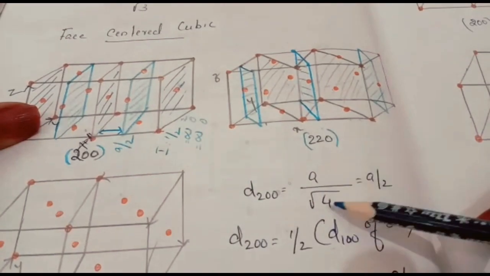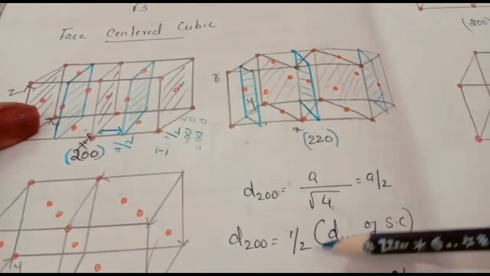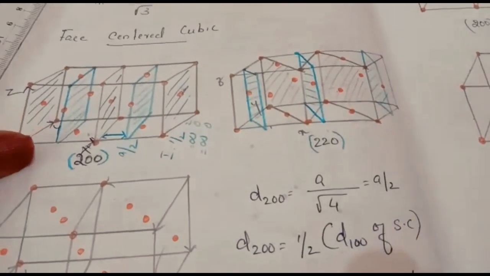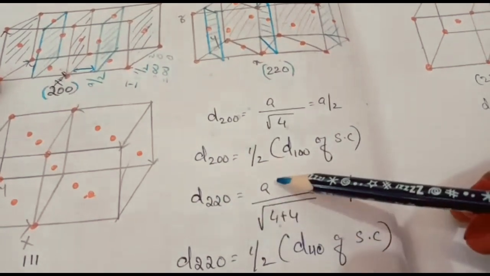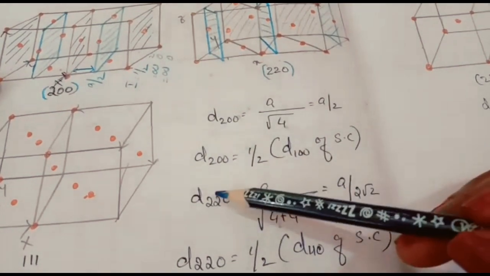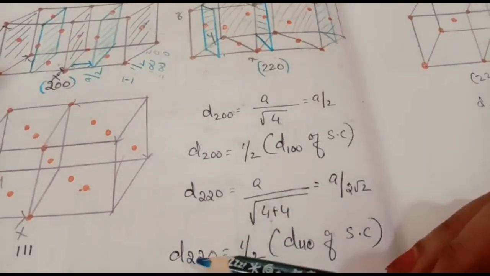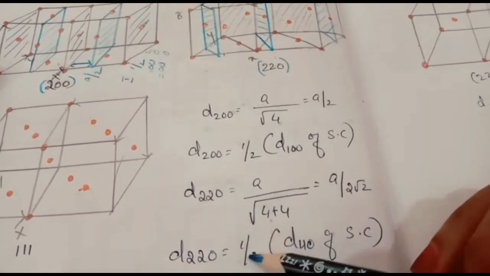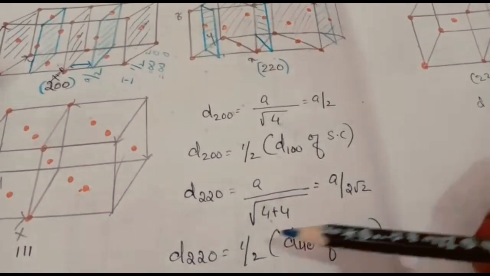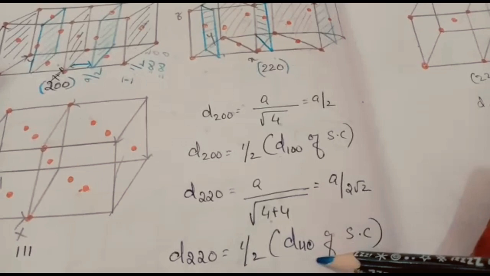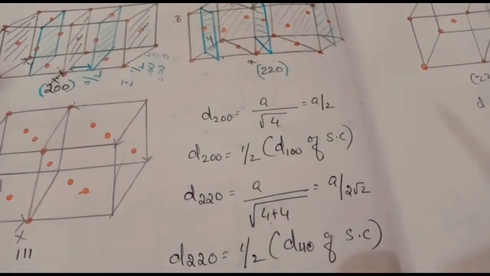D200 equal to a by root 4, that is a by 2. So D200 means half of D100 of the simple cube. Then same here, D220 equal to a divided by the root of 2 square plus 2 square, that is a by 2 root 2. D220 equals half of D110 of the simple cube, because D110 is a by root 2. So half of a by root 2 is a by 2 root 2.